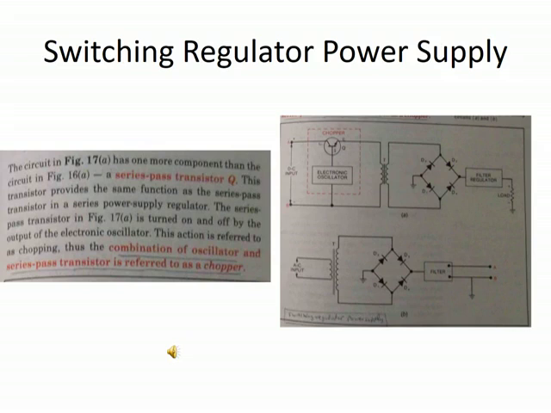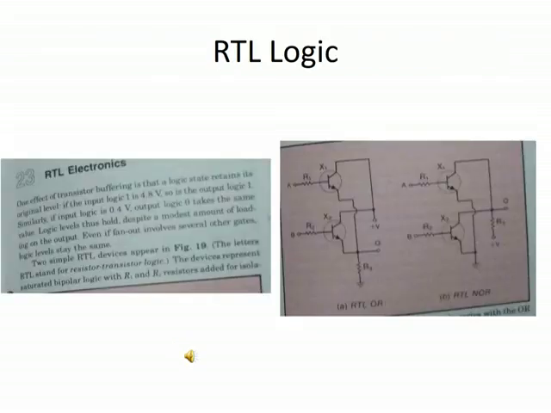This one is with the RTL logic, the resistor-transistor logic circuit. These logic circuits are producing this oscillator waveform. In this case we can see the transistors and R1, R2, the resistors. By providing these transistors, these circuits produce the OR function. OR function means there are two inputs, A and B, and if either A is 1 or B is 1, the output will be 1. So this is the OR circuit.